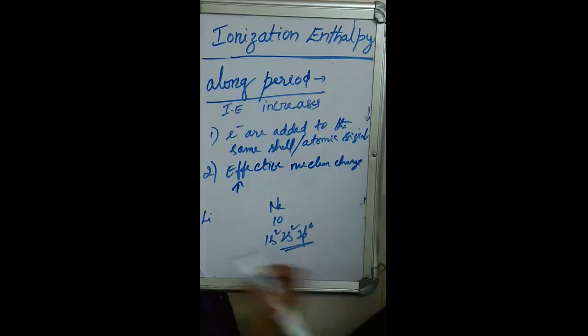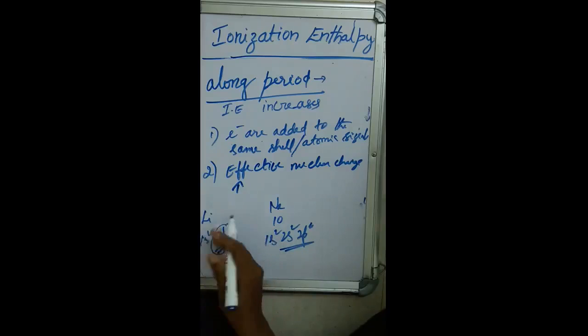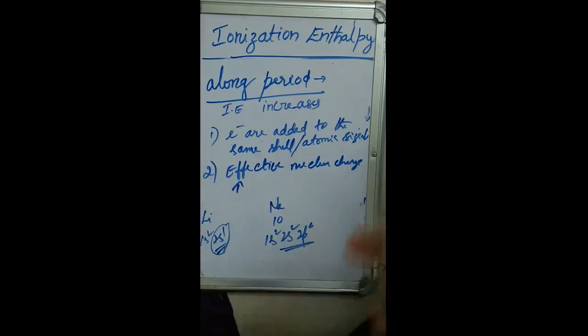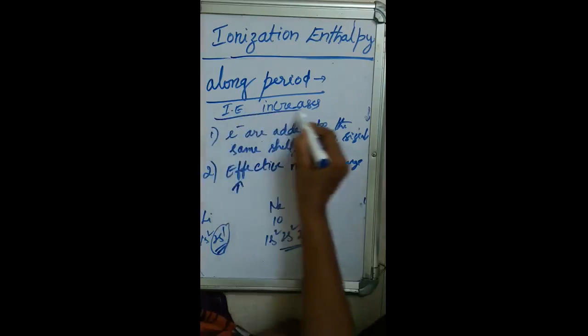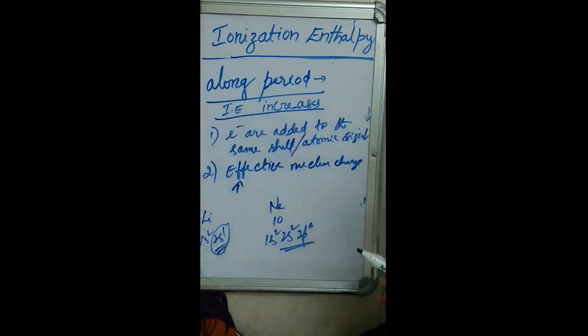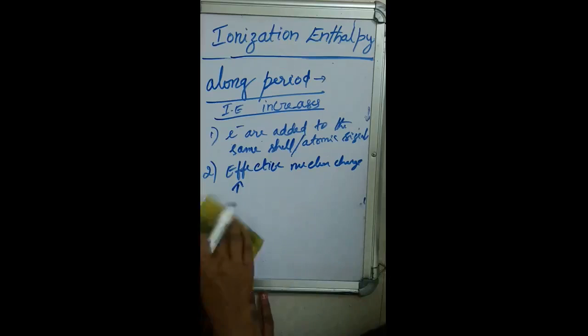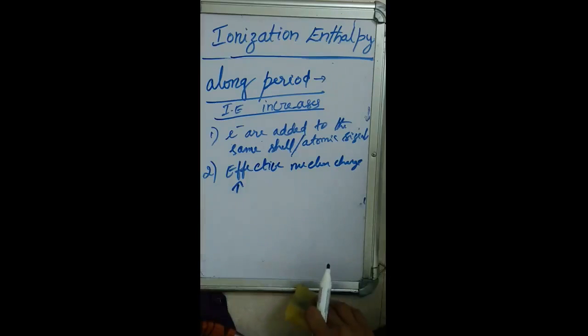So from the beginning, lithium contains only 1 electron in the outermost shell. So a little amount of energy is sufficient. But as we move from lithium to neon, the number of electrons is more and more in the outermost shell. So more and more amount of energy is required to remove the electron from the outermost shell. So based on that, ionization enthalpy increases along the period. Okay, so this is the reason.